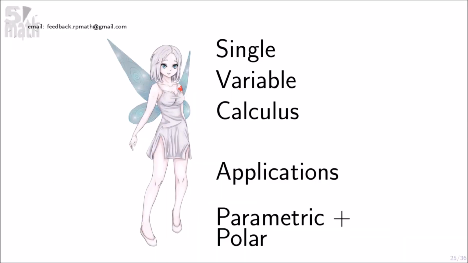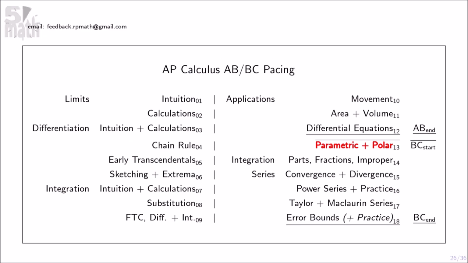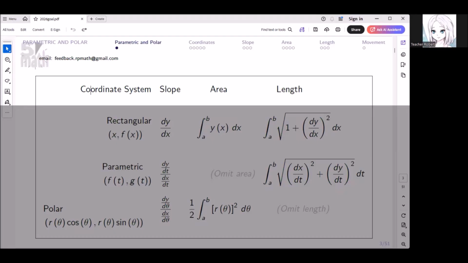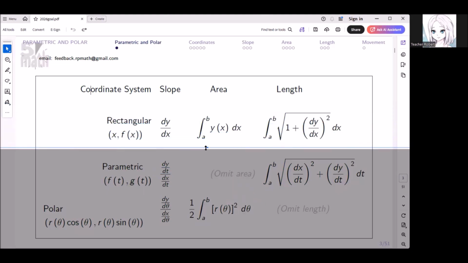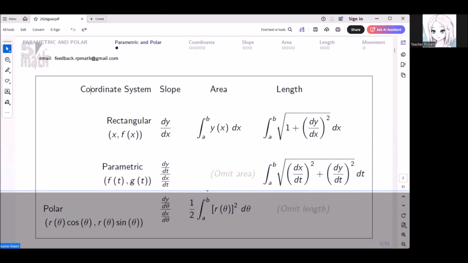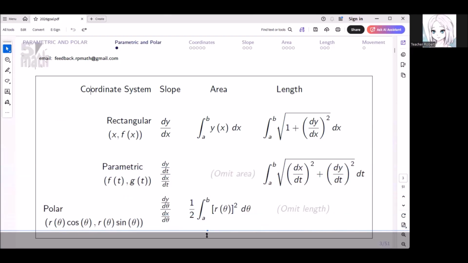Single variable calculus, applications, parametric and polar. In terms of pacing, this is 13 out of 18. Coordinate system, slope, area, length. Rectangular, parametric, polar.